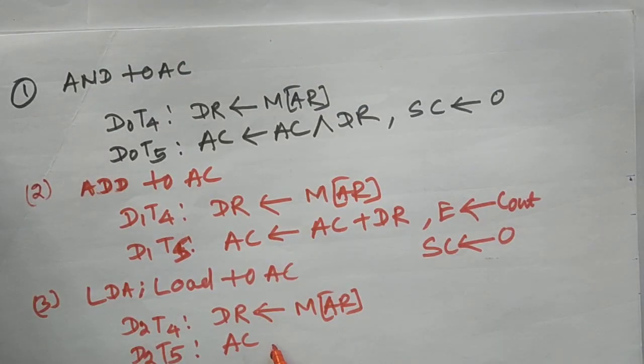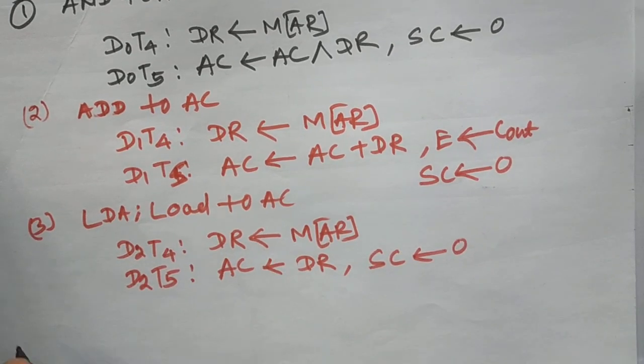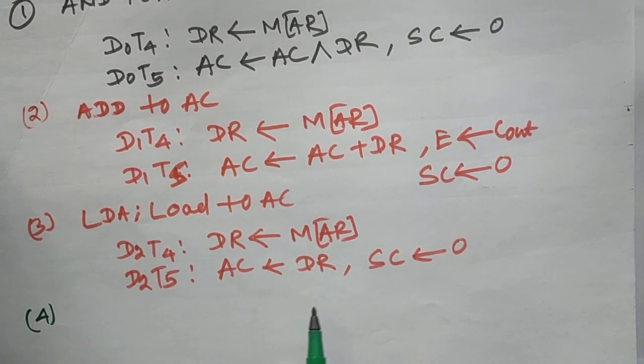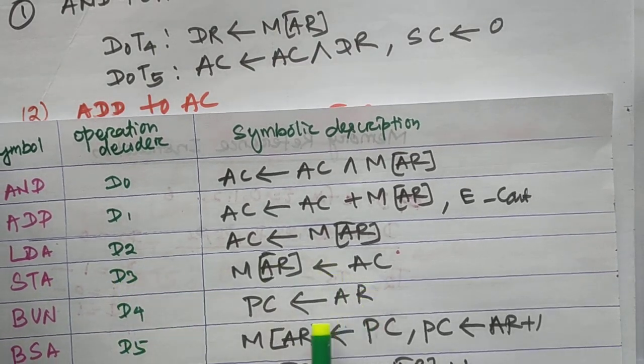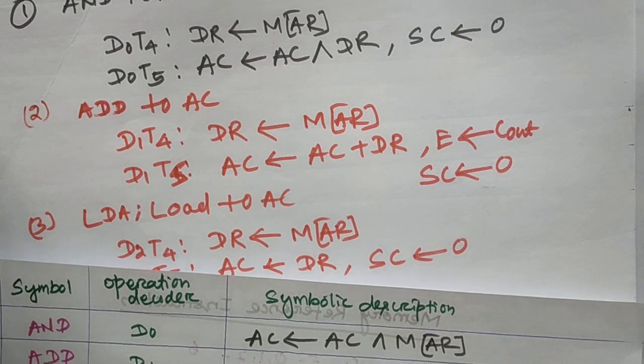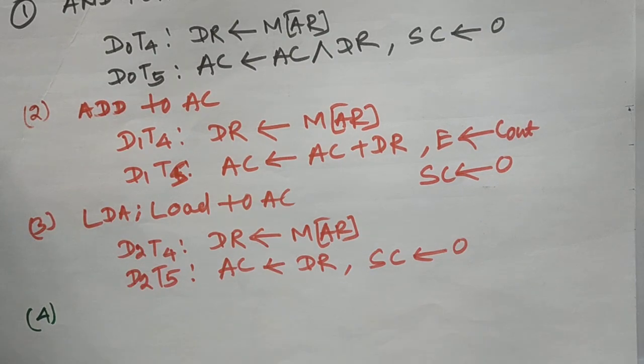So here DSC receives DR data, the data register, and SC will be 0. Similarly, the fourth is D3. The store data is already there, load store data, that is STA D3. So for store data, we can write STA.